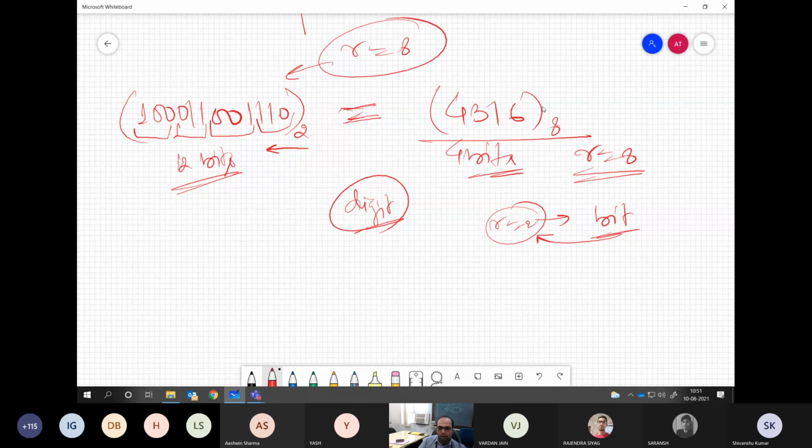So sometimes this is called octal. So instead of digit or bit, you can say is this one octal number, or how many octal places are there? Okay, that is another way of saying. Correct? Yes or no? Yes, sir.